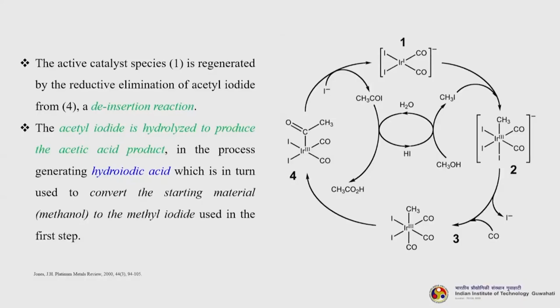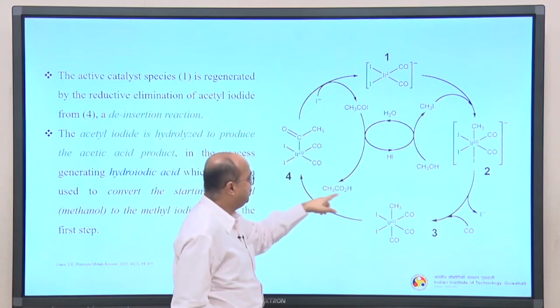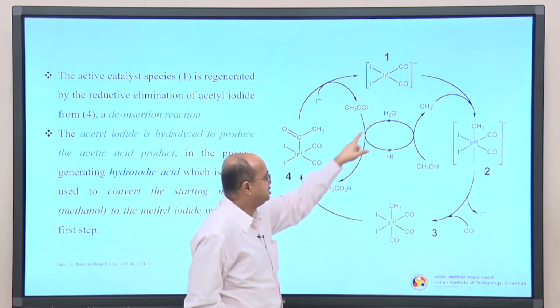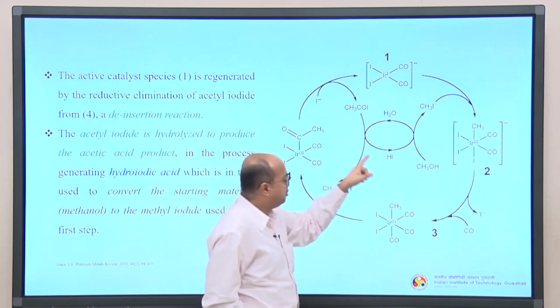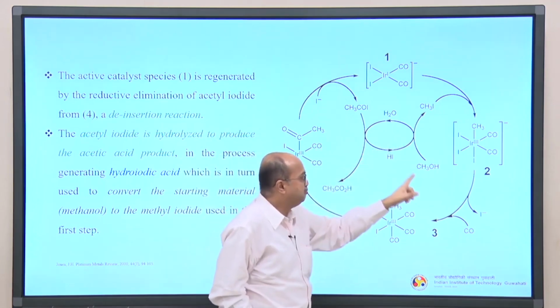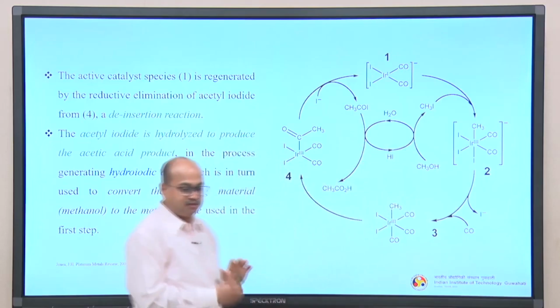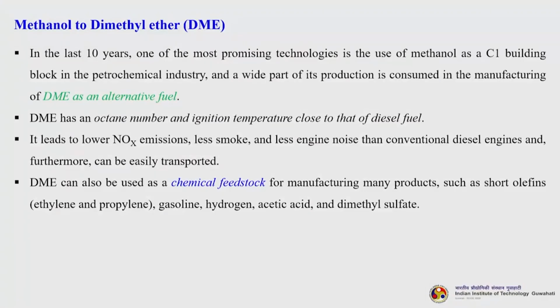Now, the acetyl iodide is hydrolyzed to produce the acetic acid product, in the process generating hydroiodic acid, which is in turn used to convert the starting material, that is methanol, to the methyl iodide used in the first step. You can see how it is happening and formally you are getting your product of interest. This is the inner cycle, where this particular pathway is responsible for forming methyl iodide from methanol. So, this is the process detail.